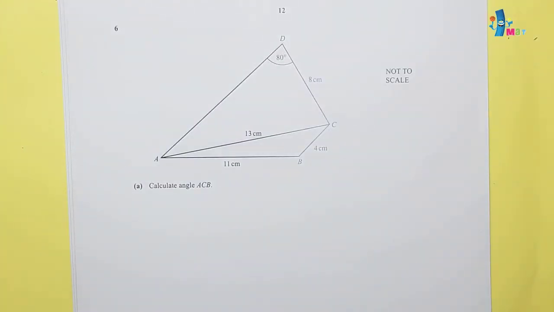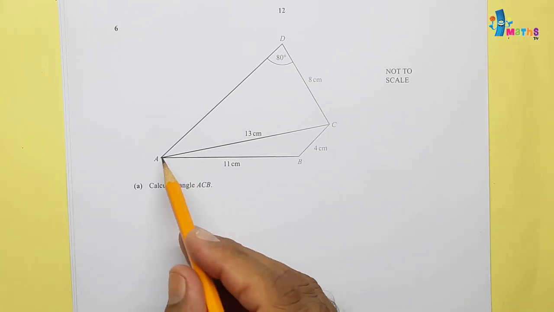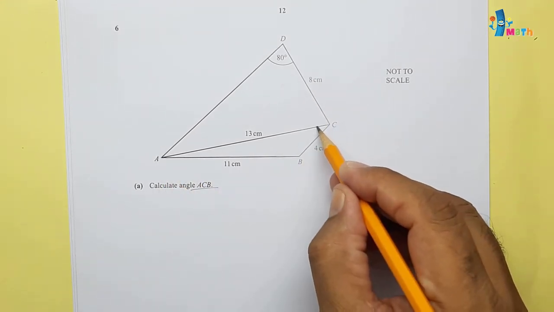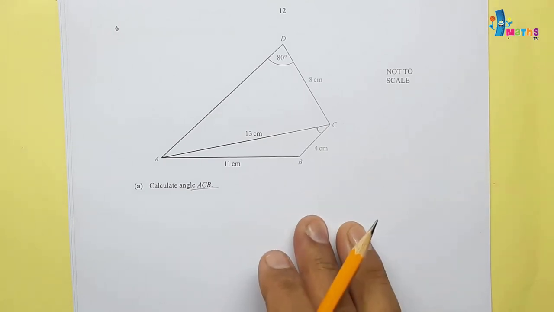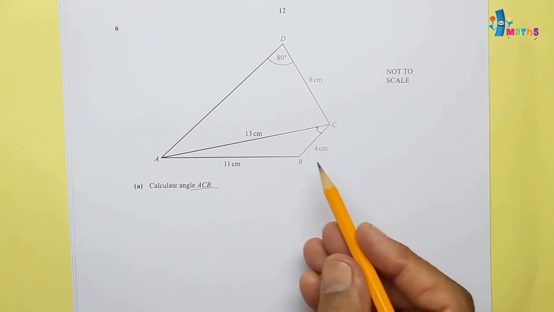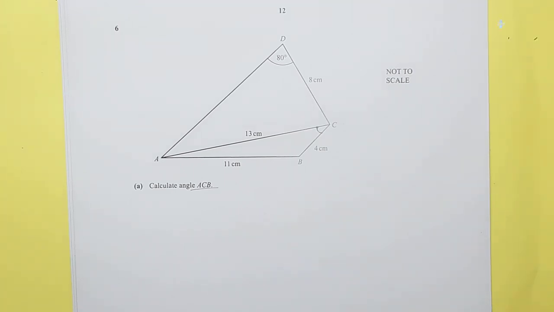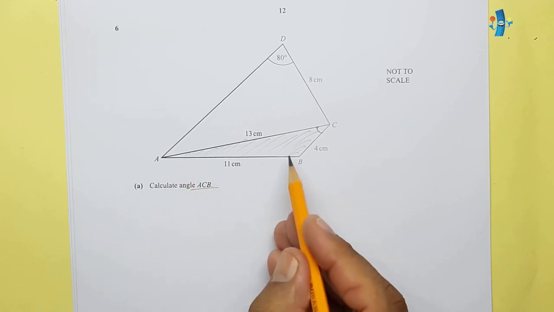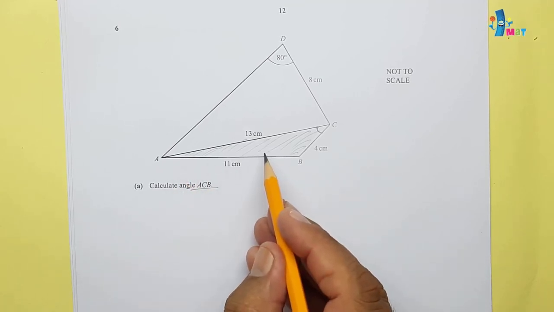Question number 6. This combined triangle is given. Calculate angle ACB. ACB is this one. So this angle is basically required. What we will do, we can use the cosine rule. Basically all three sides of the triangle are given. So we'll apply the cosine rule.